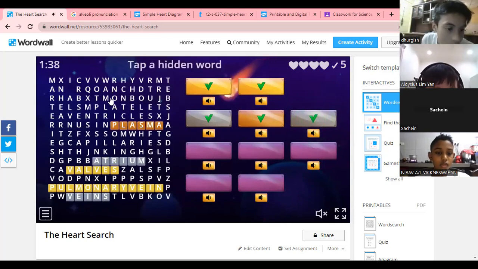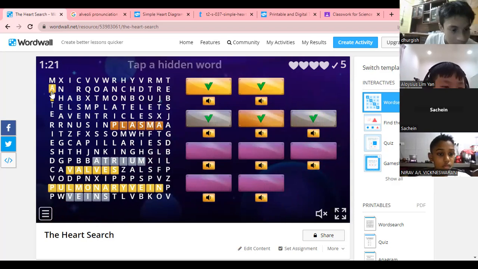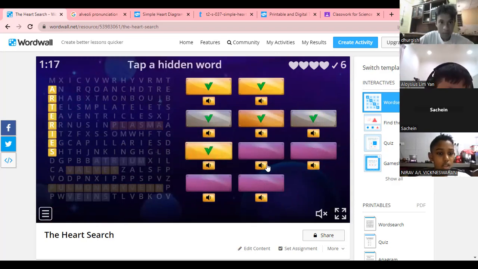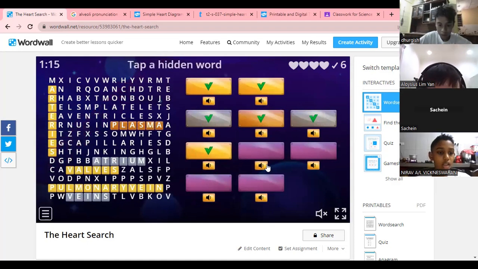Arteries. Where's the artery? Next to heart. Where is the heart? Top left. There's heart and, on the left, arteries. Click on it, exactly right next to it. Okay, right next to it. Next word.